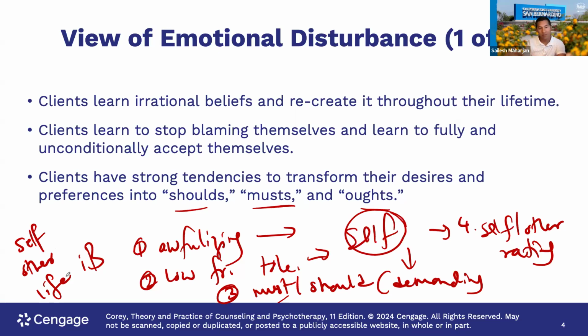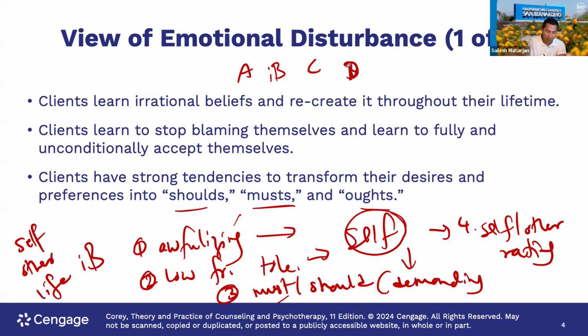So if you look at REBT, there is a worksheet, an activity I normally do. There's an A, B, C, D, E worksheet where the client identifies their activating event, right? If you go back, there's an activating event, there is your irrational belief. You have certain beliefs about yourself, whether it is awfulizing, low frustration tolerance, and so on. And there's a consequence, how it makes you feel, right? The consequence. And you try to dispute, not B, D. You try to dispute that irrational belief.